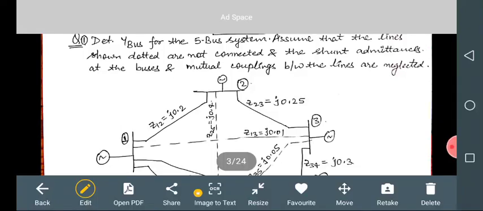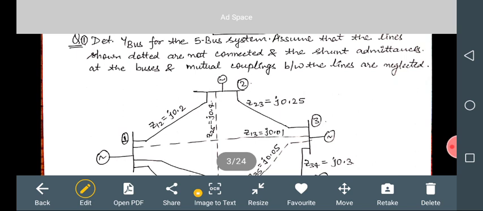Now we are going to solve a problem based on nodal admittance matrix. That is, for any given power system network, we can write Y bus or nodal admittance matrix. Now first read the question statement. Determine Y bus for the 5-bus system. Assume that all the lines shown dotted are not connected and the shunt admittances at the buses and mutual couplings between the lines are neglected.